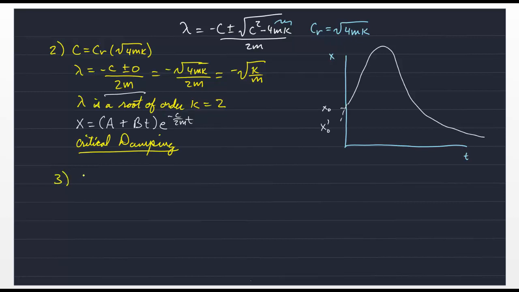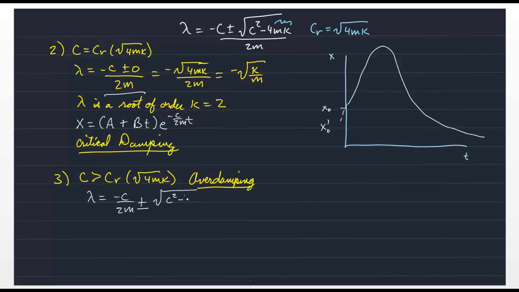And finally, let's consider the case in which c is greater than this critical value. And this describes overdamping. So when that's true, lambda is equal to minus c over 2m plus or minus the square root of c squared minus 4mk, and that's positive and real, divided by 2m.